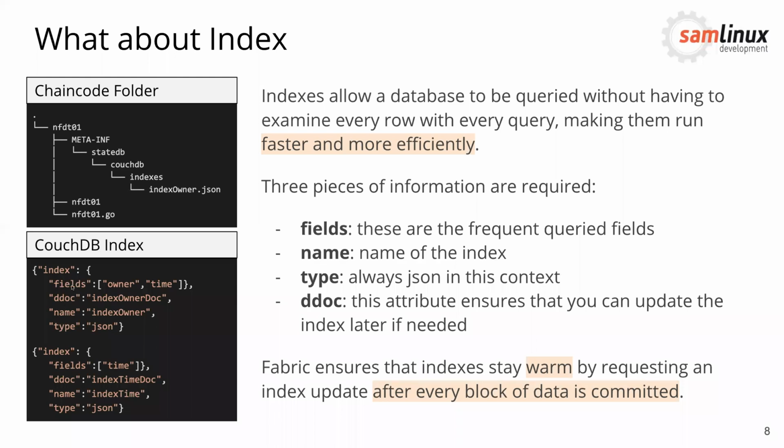So we have fields. These are the property names which will have the index. Then we will have a name here and a type. The type, I think there is only one type, that's JSON for the moment. And the name is the name. So when we make a query, we can say, okay, we make this query and we will use this index.